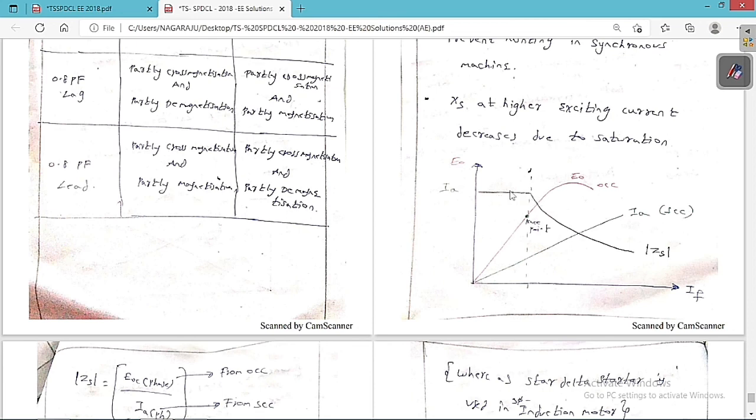So this is the graph that you are going to get. You can see clearly the magnitude of the synchronous impedance is very high at the lower exciting currents, but as the exciting current increases, you can see it is decreasing. Therefore Xs at the higher exciting currents is always lesser when compared to lower exciting currents because of the saturation effect.